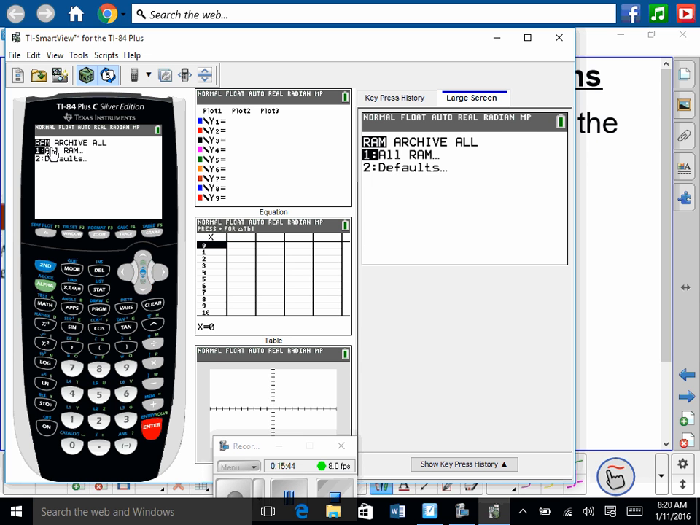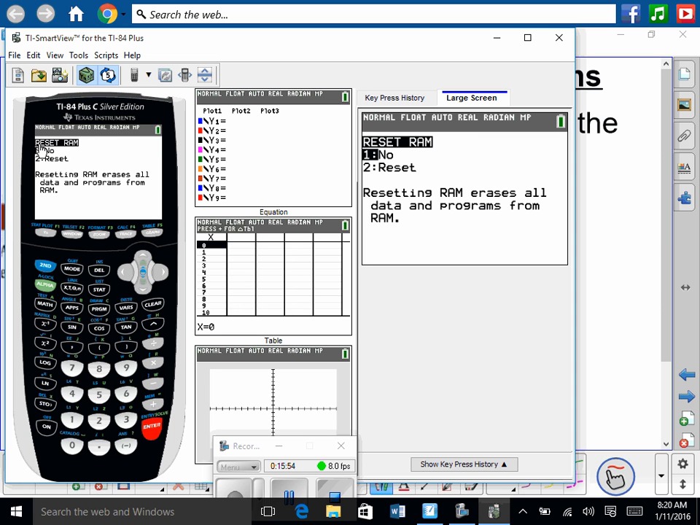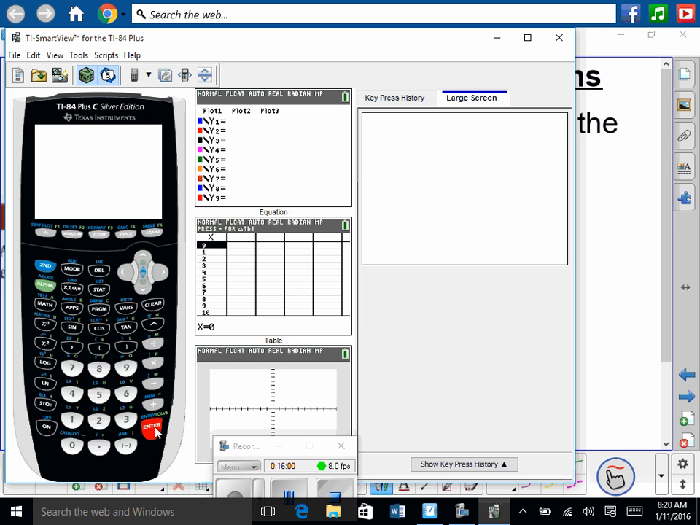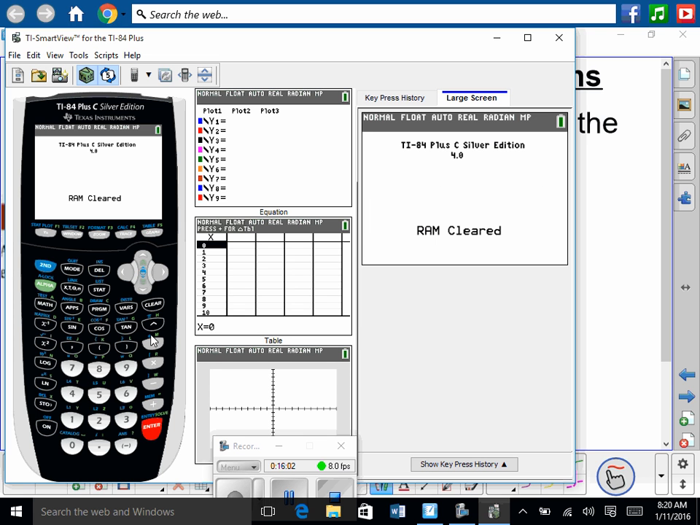Now it says, do you want to reset all RAM? That just means all the stuff that's in the calculator right now, do you want to reset it? So I say all, enter. Now it says, do you want to reset? You have to scroll down to yes. So now I have this brand new, beautiful calculator with nothing missing. Is everybody good with how to fix your calculator if you mess it up?